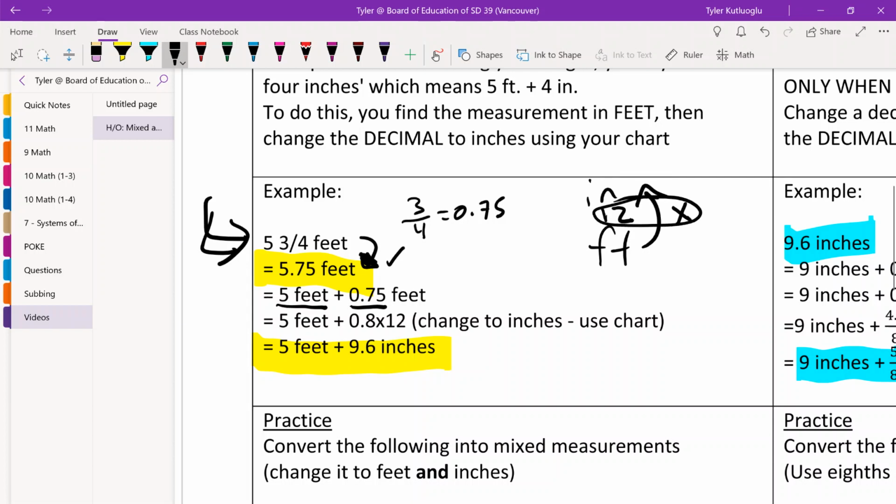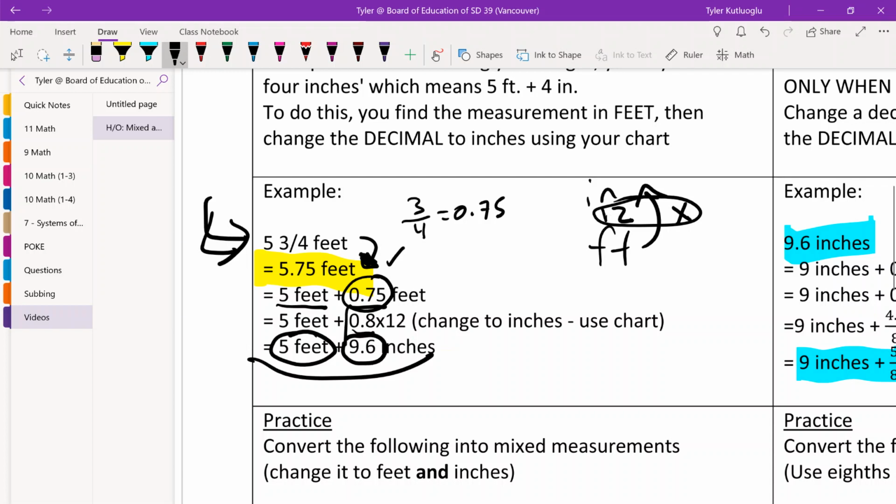Okay, so what I'm going to do is I'm going to take that 0.75 and I'm going to multiply it by 12. I used 0.8, and I shouldn't have rounded, I should have left it at 0.75. But, so I do 0.8 times 12, and it gave me 9.6, cool. So that 9.6 is going to be in inches. So now I have my answer. The original 5 feet I started with, plus that 0.75 turned into the 9.6 inches.